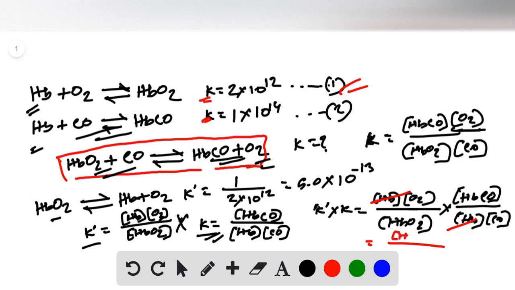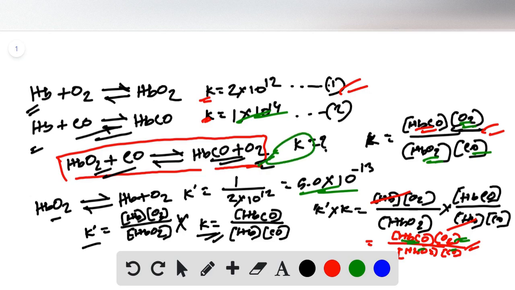HbCO and O2 over HbO2 and CO. So you see that this is identical to this one, right? We have HbCO here, we have HbCO here, we have O2 here, we have O2 here, HbO2, HbO2, CO, CO. That means if we just multiply this value with the equilibrium constant of the second equation, we will get the equilibrium constant for this equation.